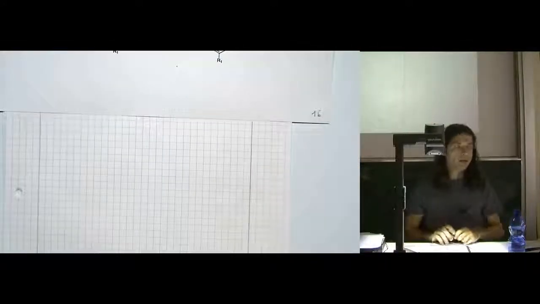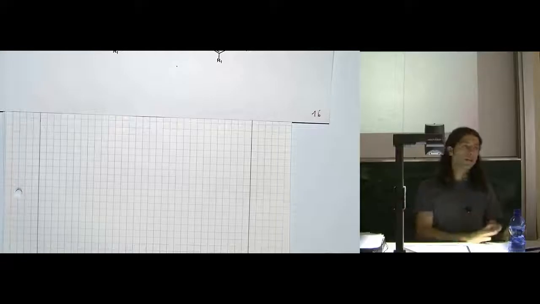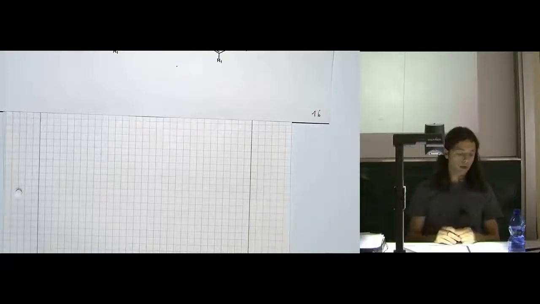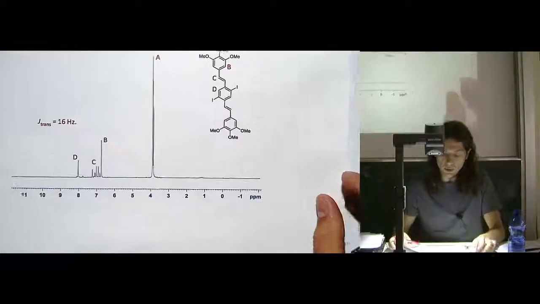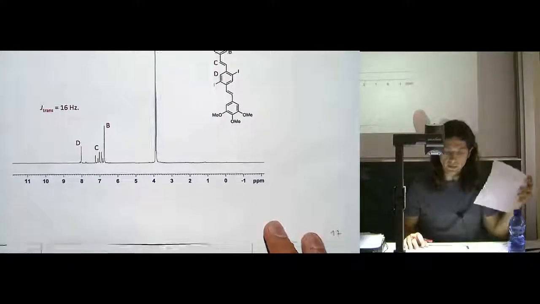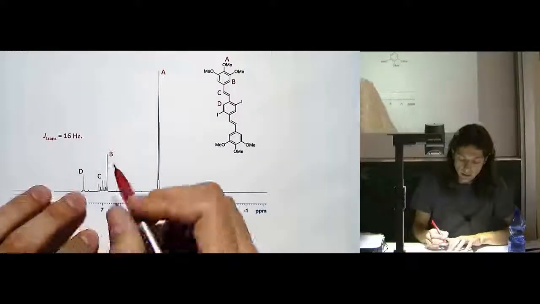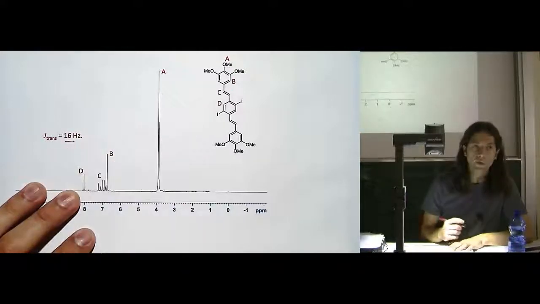So something that I haven't mentioned yet, and it's important to remark, is that this configuration, Z or E, of course gives different J coupling constants in NMR. For example, in this derivative here is shown the NMR spectrum. A J constant of 16 Hertz could be fine.